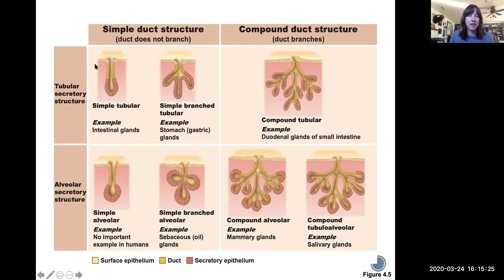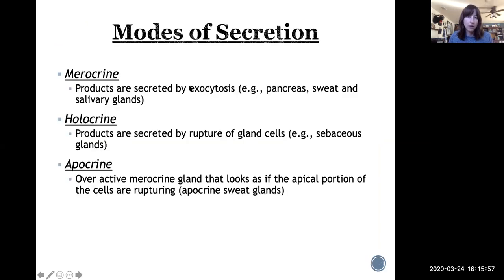So just focus on these simple duct structures. Of the branched, you can have compound, and then there's also slightly different types. And there's not even an important example of this one in humans, so whatever. Exocrine glands can be simple or they can be branched, okay? And there is a lot of variation to these different branch types. Do I care? Do we care? Am I worried about this?